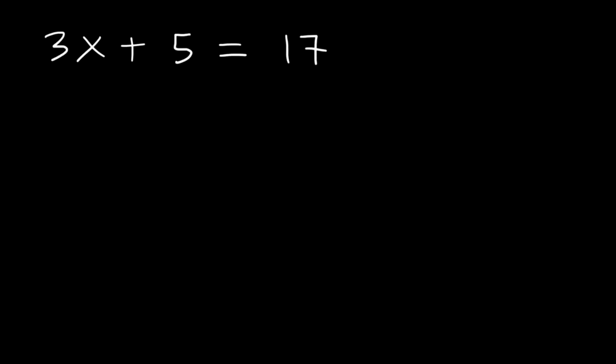What's the first thing that we need to do in this problem? In order to solve this equation, we need to isolate the x variable. So the first thing we need to move is the 5. We want to get x by itself on the left side, so we need to get rid of the 5. Since the 5 is added to 3x, let's perform the opposite operation. Let's subtract both sides by 5.